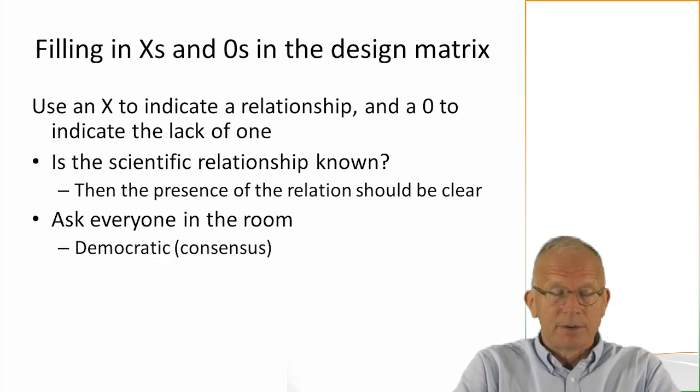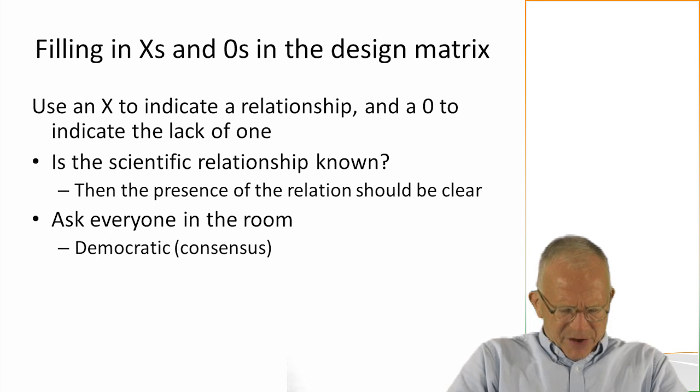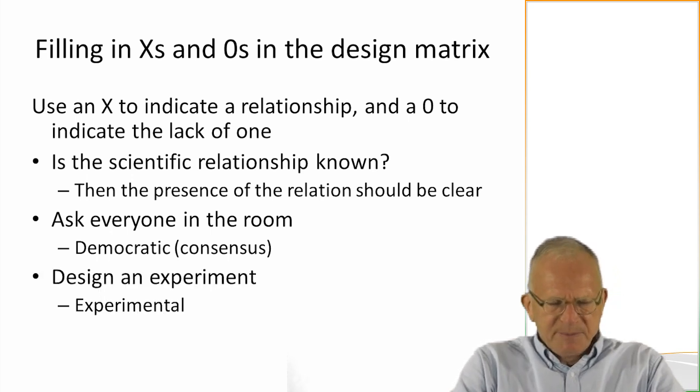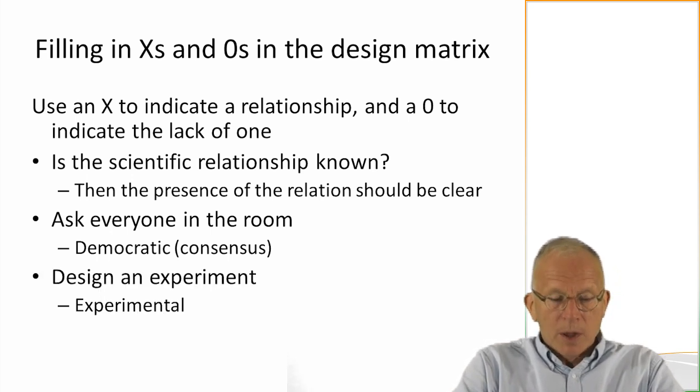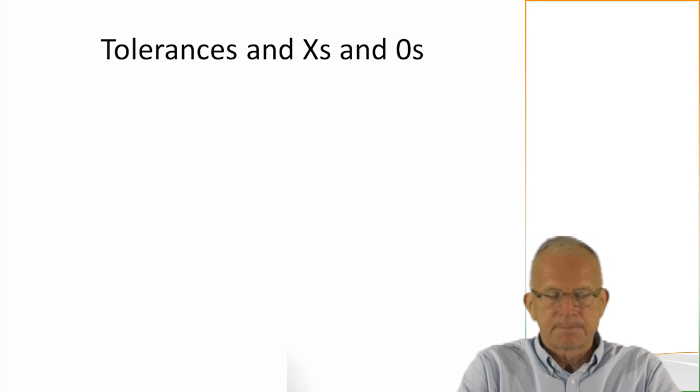Another way to do it is just to ask everybody in the room, lots of times when you're working on a design review, and see if you can build up a consensus. So you have a kind of democratic process. Another way is to do it experimentally and design an experiment to see what the influences might be.